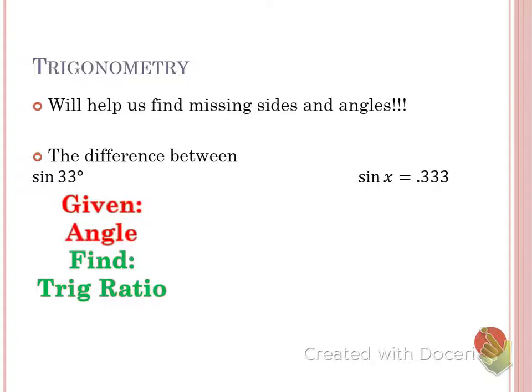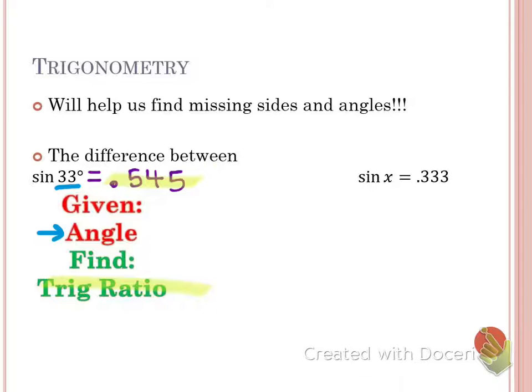So go ahead and write that down. You're given the angle, that's 33 degrees, and what we would find is the trig ratio. Then when someone's ready, can you type in sine of 33? We'll round to the thousandth, which is 3 places. 0.545. So the trig ratio is 0.545, and the angle is the 33 degrees.